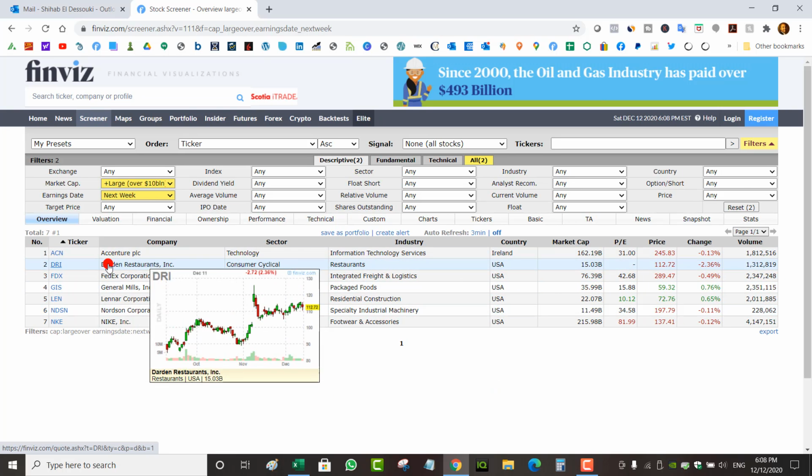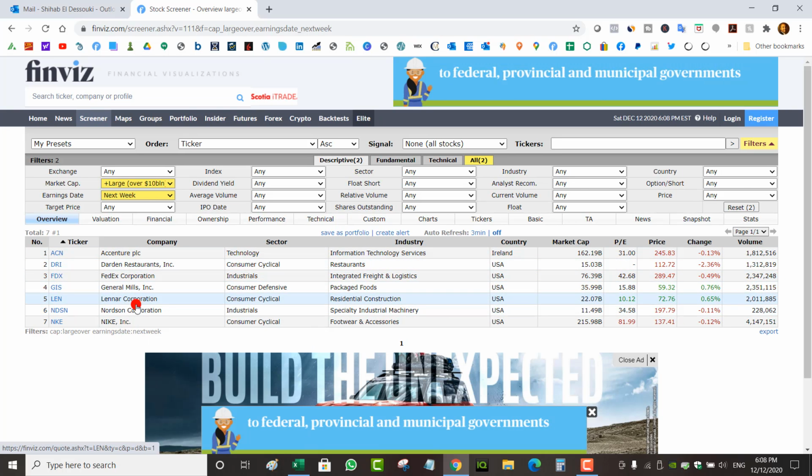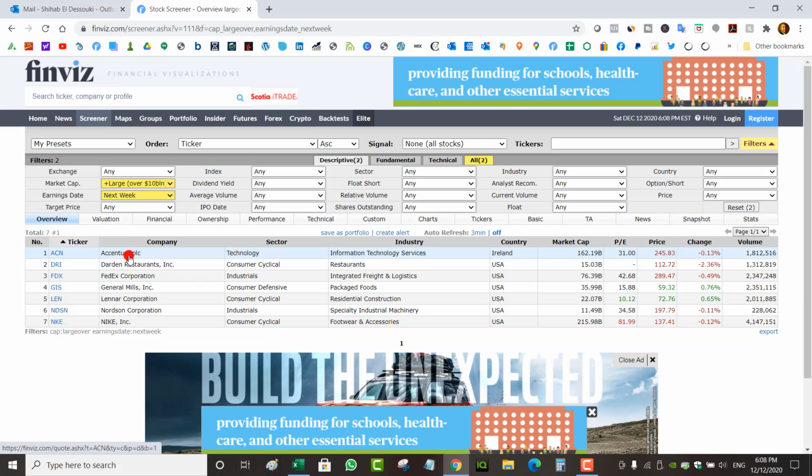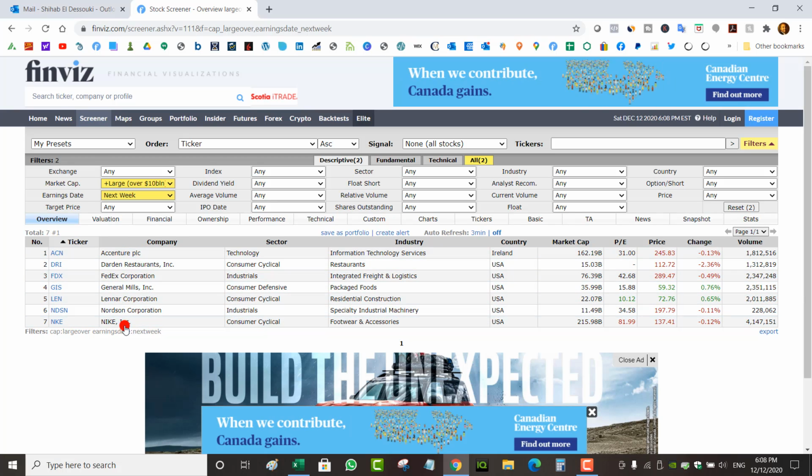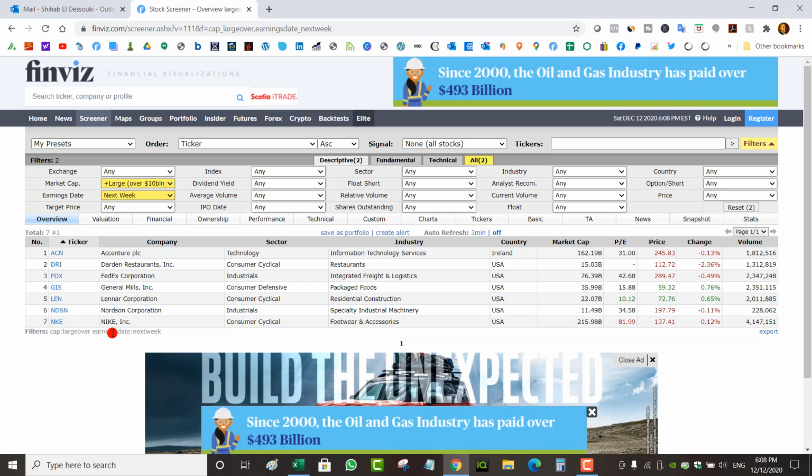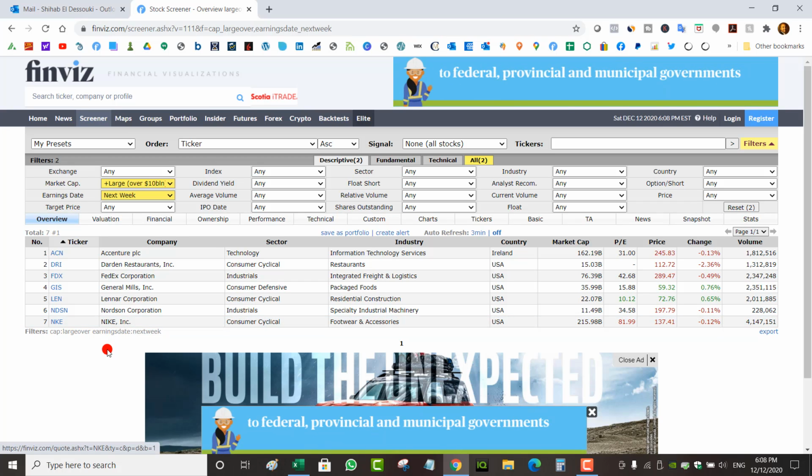On the weekend, I'll just click next week just to give me an idea what has earnings next week. So I can see that Accenture has earnings, FedEx, and Nike. Most likely, I'm going to try to play Accenture, FedEx, and Nike with an out-of-the-money put credit spread. So right away, these are 3 potential trades that I'm going to make next week.